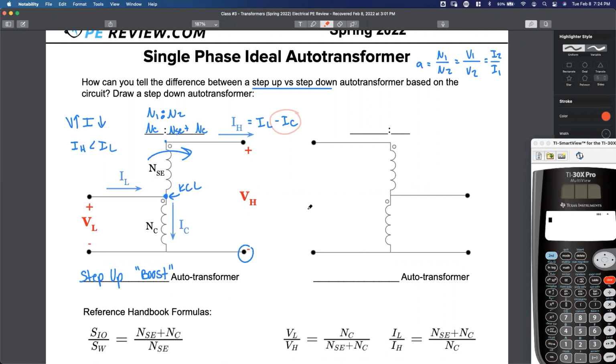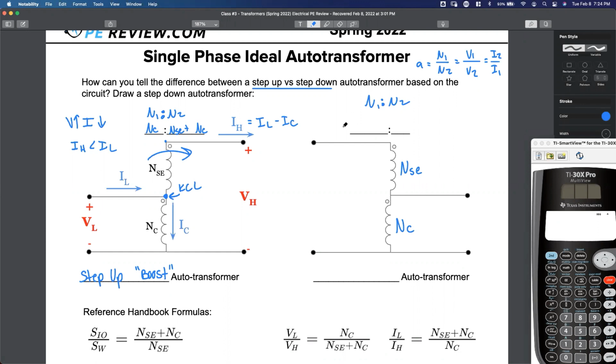All right, let's do the same exercise for the diagram on the right. So they don't give us the diagram on the right. Who can tell me, is this a step up or step down autotransformer? Look at the number of turns, right? If I've got N1 to N2, this is going to be the series number of turns. This is the common number of turns. Who can tell me what's N1 for this autotransformer on the right? What is N1 this time?